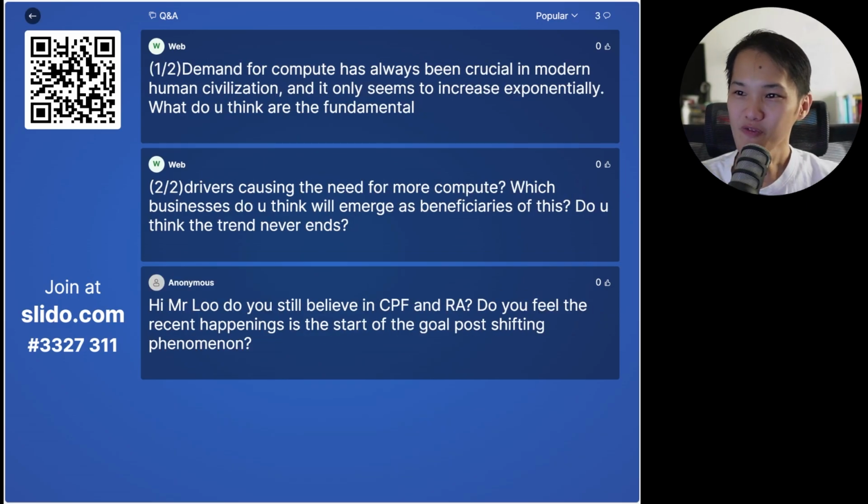Okay, demand for compute has always been crucial in modern human civilization, and it only seems to increase exponentially. What do you think are the fundamentals? I think the fundamentals, right? Take a step back. I think the fundamental is just that the consumers want more and more. And by more, it's not just more. It's like they want better things.